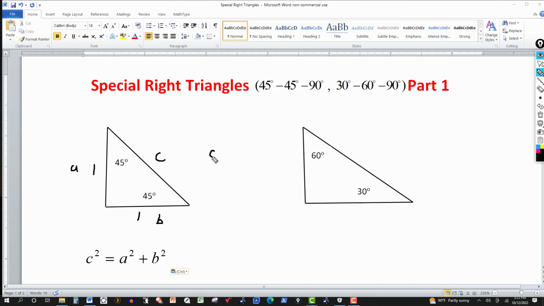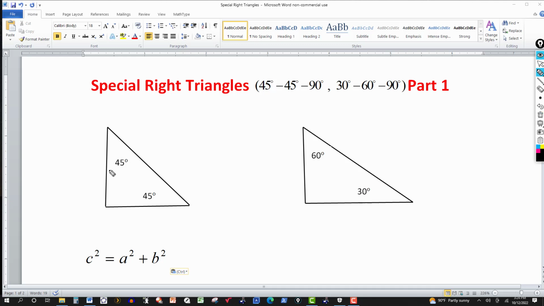So C squared is equal to 1 squared plus 1 squared. So this tells me that C squared then is equal to 1 plus 1, which is equal to 2. Solve for C. Take the square root of both sides. Since we're dealing with lengths here, we have to have just positive values, so C will be the square root of 2.